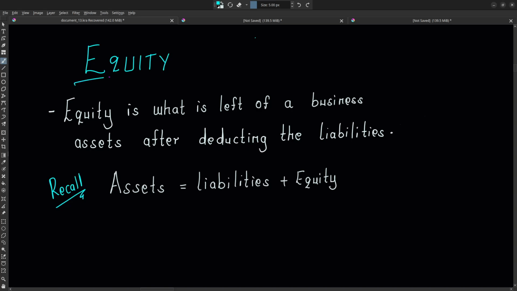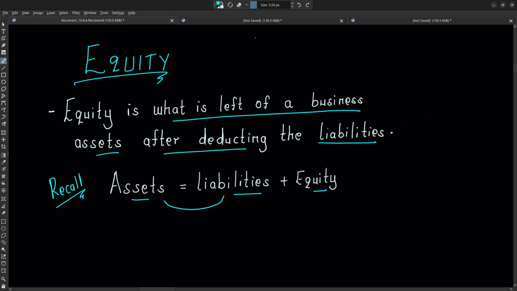Hello, let us look at equity, which is one of the elements in the statement of financial position, basically the balance sheet. And equity is what is left of a business's assets after deducting the liabilities. How? Recall the accounting equation: assets equals liabilities plus equity. If you take liabilities to the other side, you're going to see that equity is equivalent to the assets of a business minus the liabilities of that business. That is why we are saying it is what is left of a business's assets after deducting the liabilities.